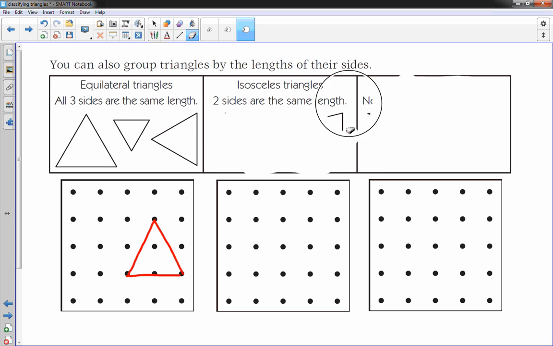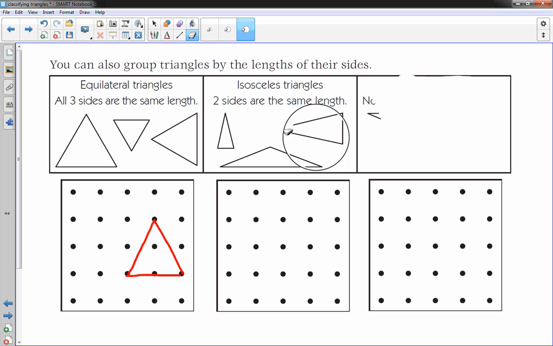Moving on. An isosceles triangle. Two sides are the same length. I'm going to draw two of them for you. Here's one. Here's another one.